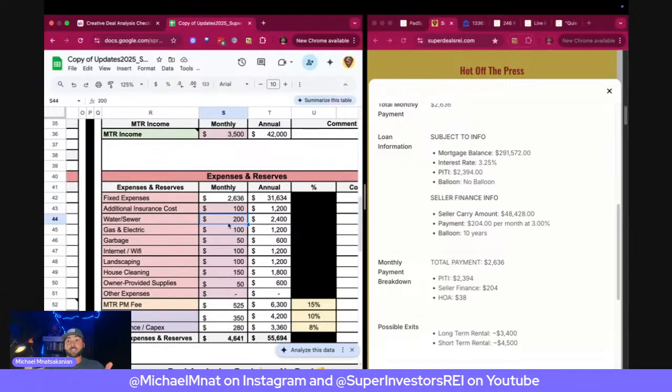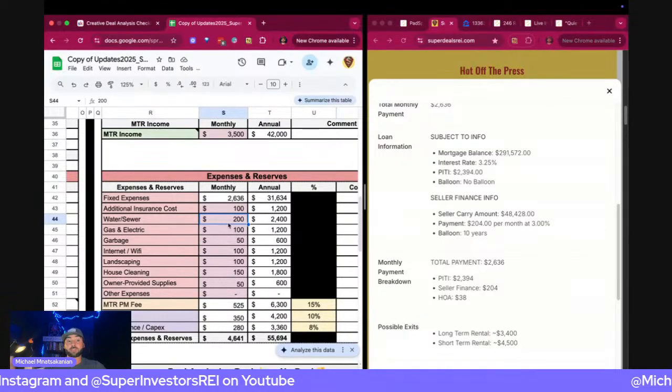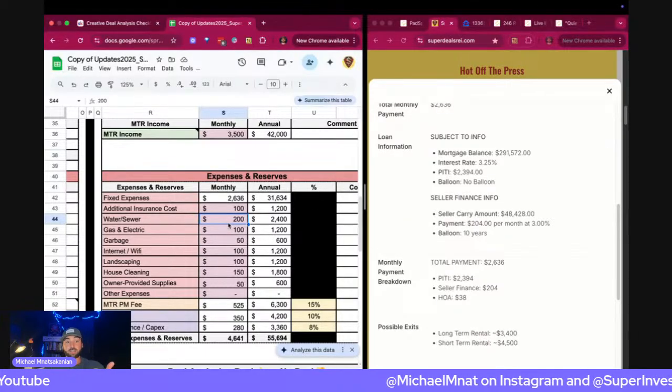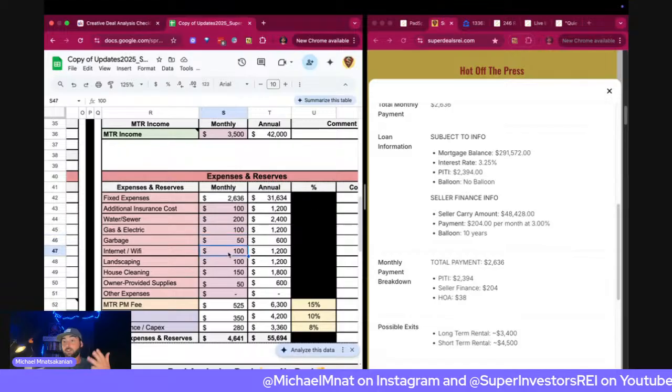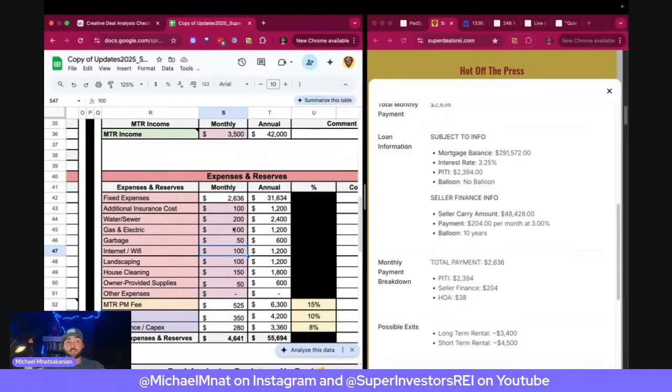You could even ask the homeowners for their utility information to get a rough idea. Hey, I'm going to use this as a rental. I'm going to pay for the utilities. I want to know on average, what does water cost you? Gas and electric, garbage, internet and Wi-Fi. They probably have internet and Wi-Fi. Get all that information. These are good placeholder values.